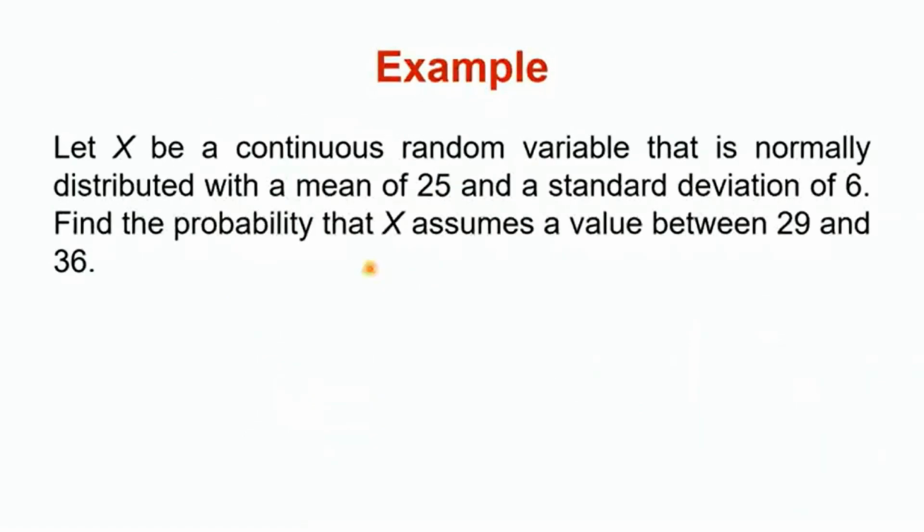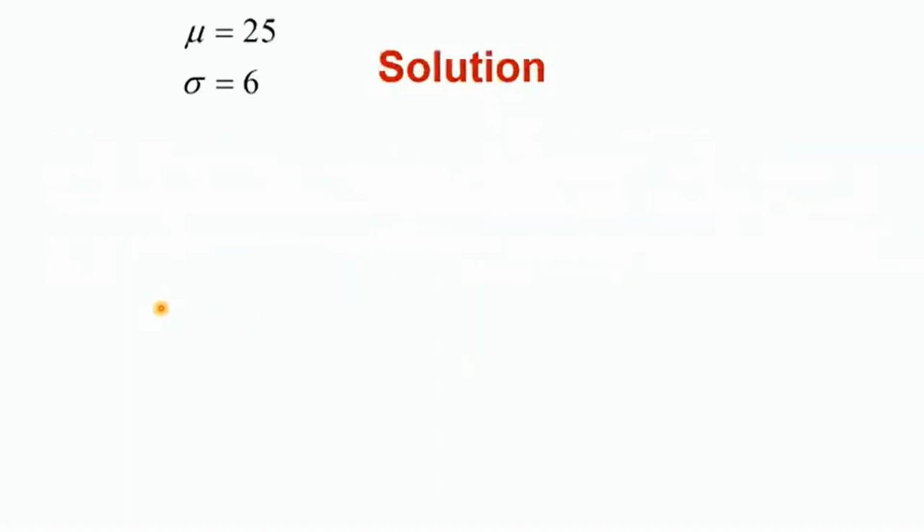Another example: let x be a continuous random variable that is normally distributed. "Normally" is the keyword for the question, then we can use the rules and properties of the normal distribution. Mean is 25 and standard deviation is 6. What is the probability that x has a value between 29 and 36? So your mu is 25 and standard deviation is 6. So your distribution, normal distribution, has mean 25 and variance 6 squared, standard deviation to the power 2.